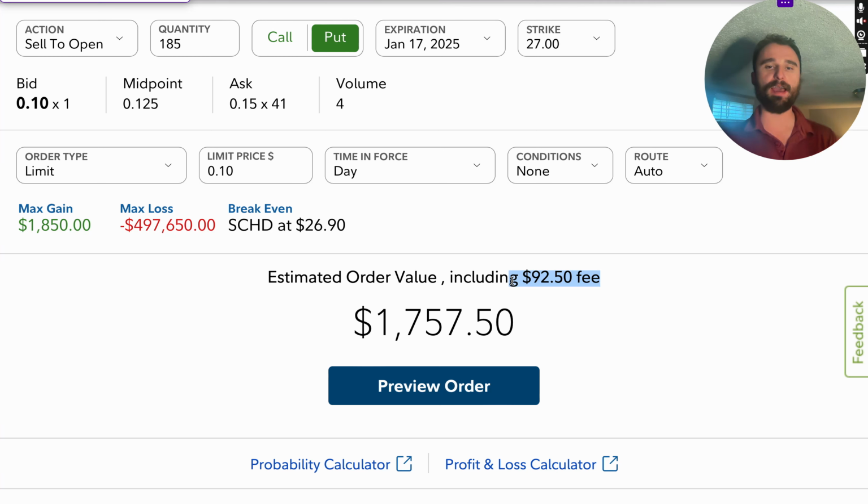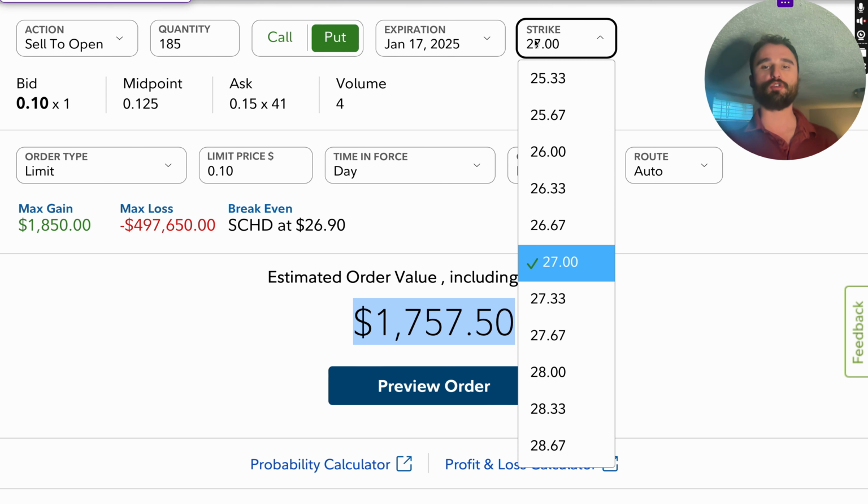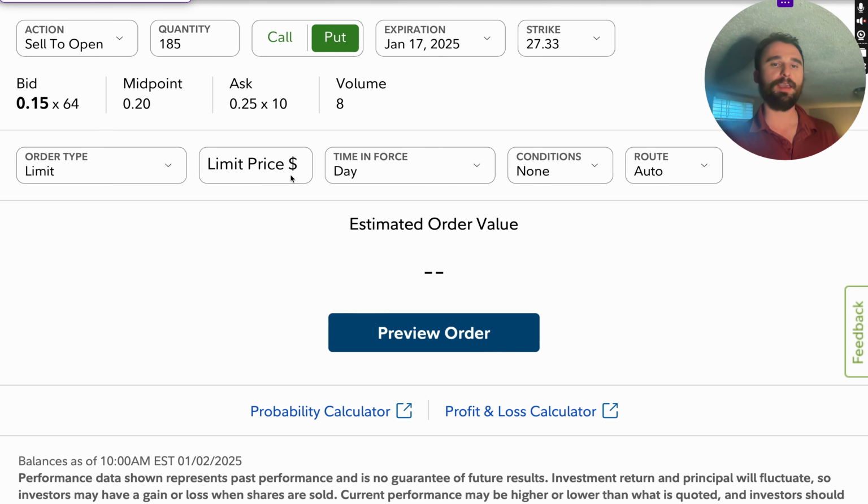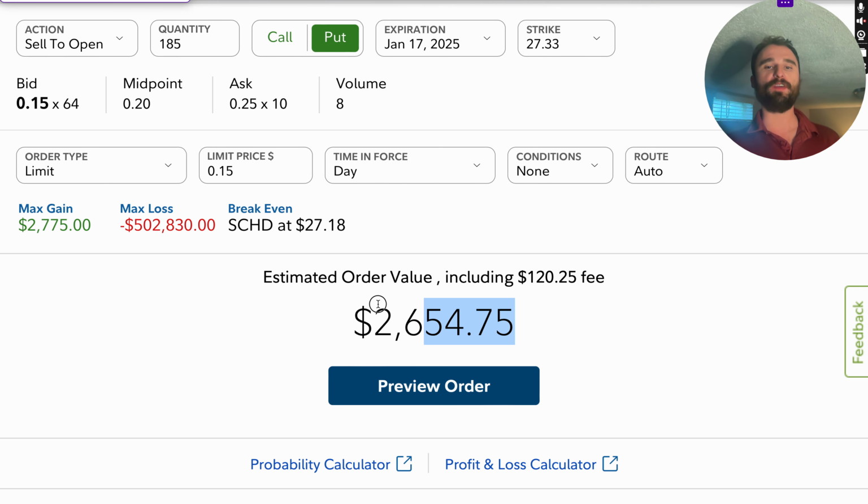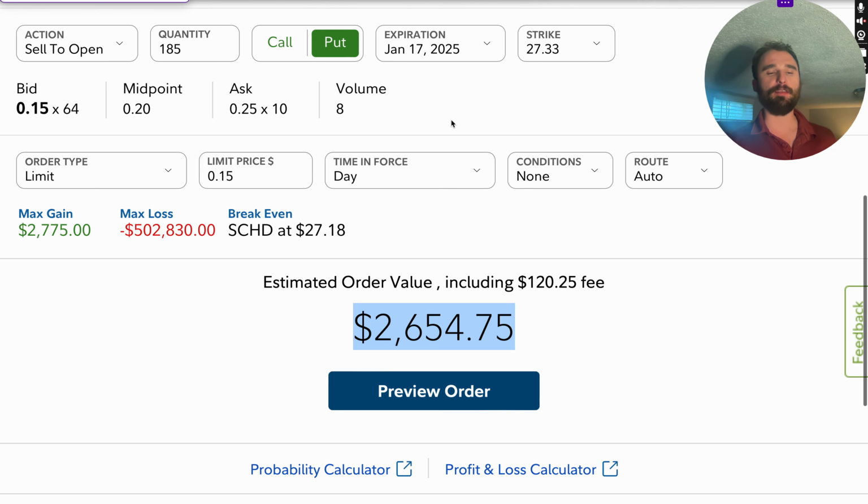After commissions, we have $1,757.57 going into our account. So we can also take a look at different strikes here. If we want to take a little bit more risk in terms of that strike price, we can earn up to 15 cents. Now we're getting $2,654.75.